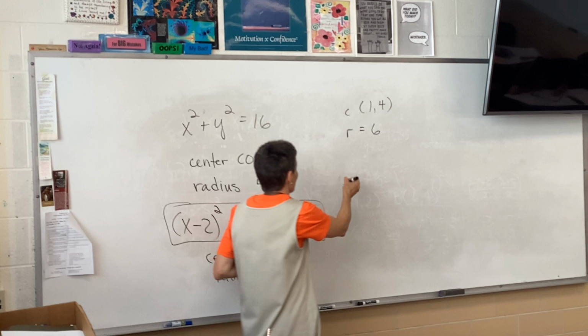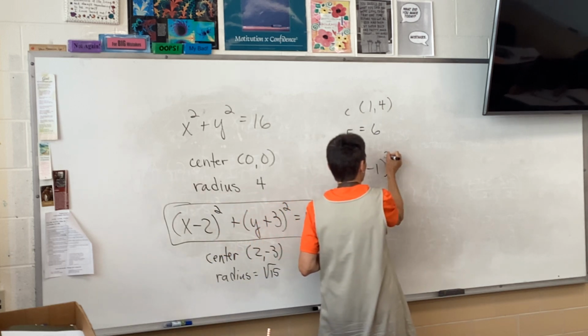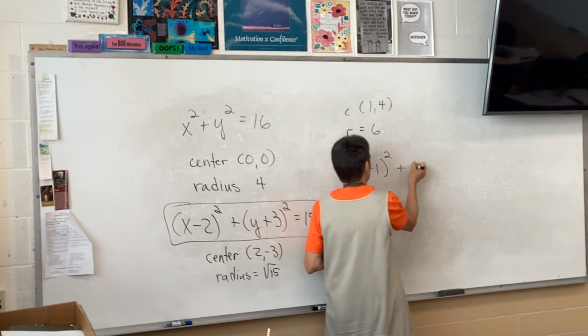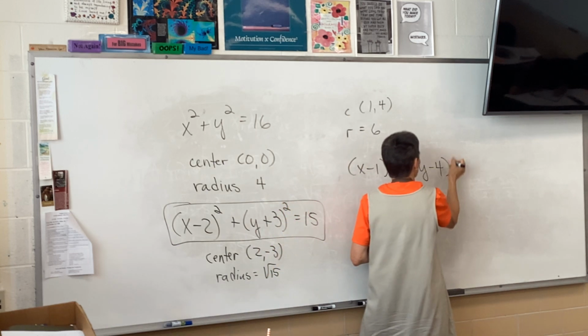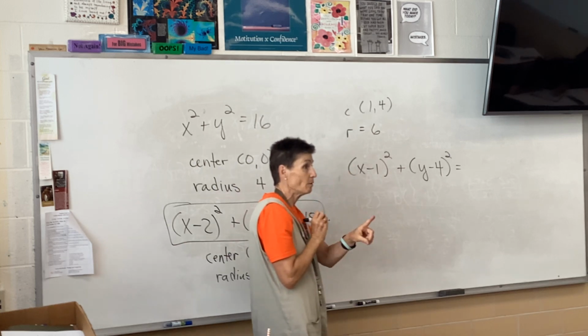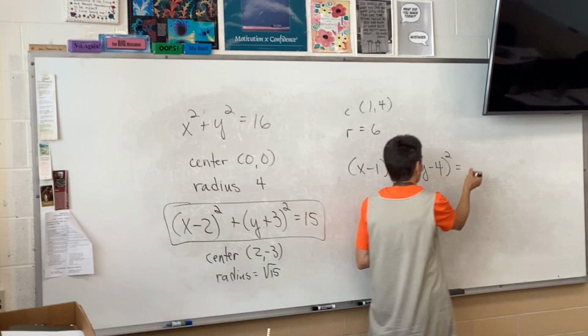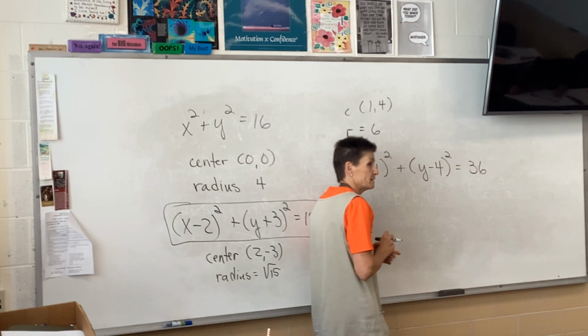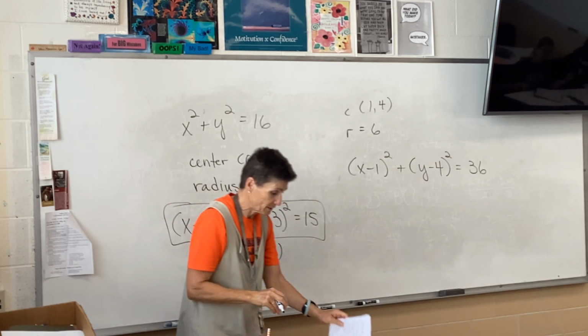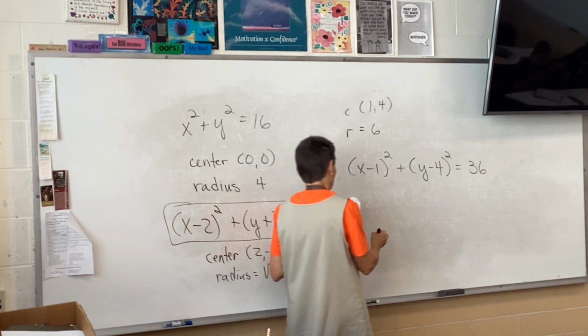X minus 1 squared, plus y minus 4 squared, Kate says, equals 12. Not 12, 36. Yes, good. Yep, perfect. That's it, folks. Beautifully, beautifully done. One more.